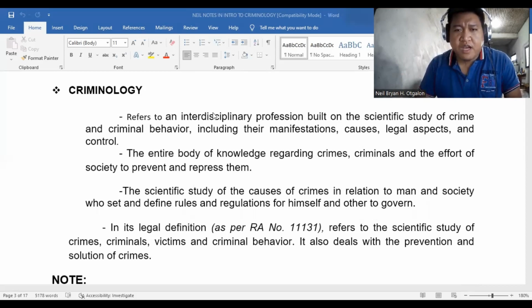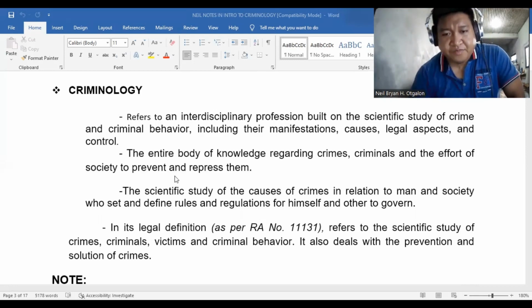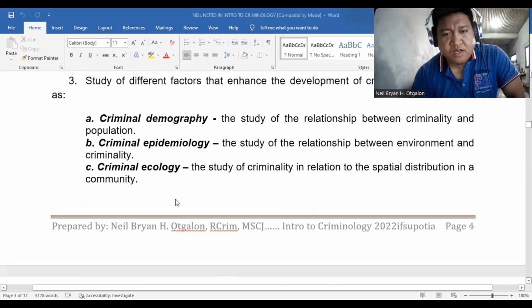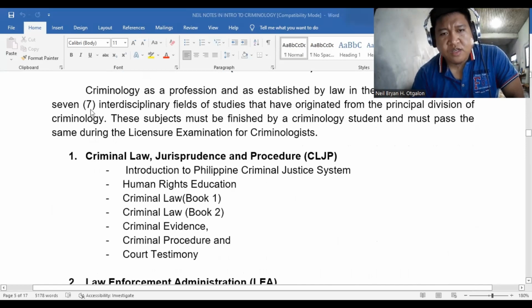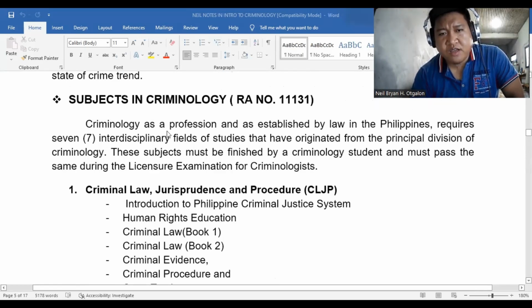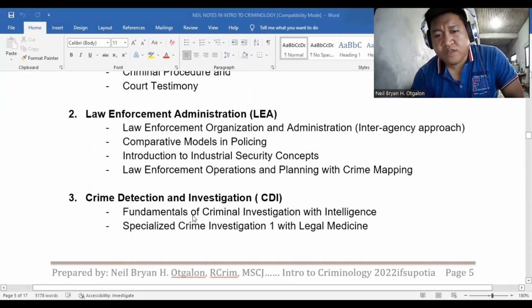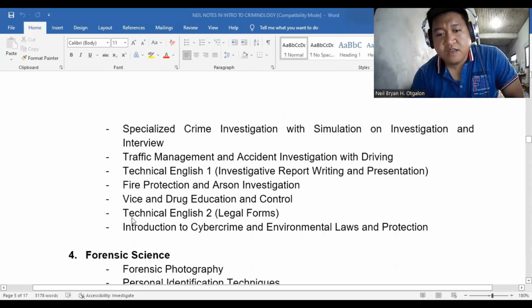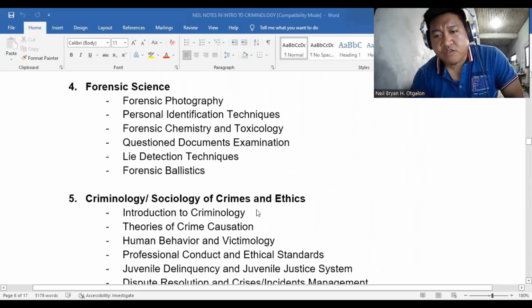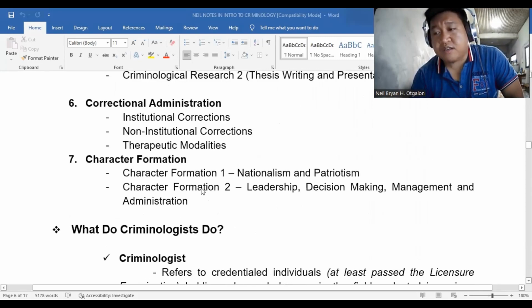So, kaya nga sa criminology as your subject matter, as a course under the Philippine law, if you will observe in your notes, there are 7. You see, there are 7 interdisciplinary professions in the subject in criminology as a requirement under the law, Republic Act 11131. Kaya tingnan mo, may criminal law, may law enforcement, may CDI, may forensic science, may sociology of crimes, may correctional, may character formation pang bago.